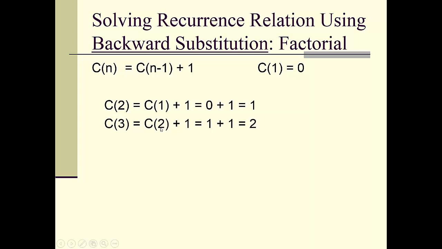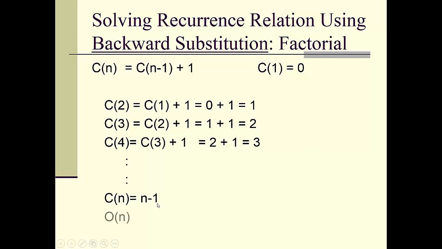C of 3 is C of 2 plus 1, according to the original formula. But C of 2, I just computed, is equal to 1, plus 1 is going to be equal to 2. C of 4 is going to be equal to C of 3 plus 1, which is 2 plus 1, which is 3. You could see the relationship: C of 4 is equal to 3, C of 3 is equal to 2, C of 2 is equal to 1. So generally speaking, you will see that C of n is going to be n minus 1, which is again O of n.